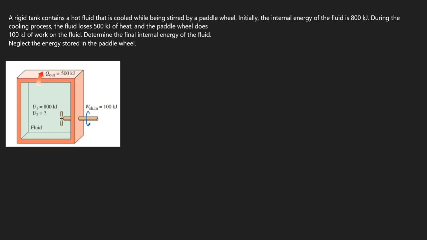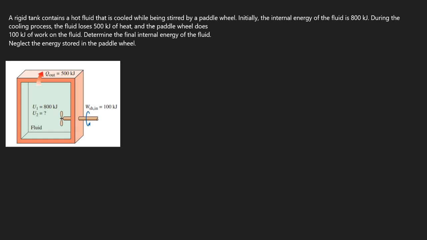So we've been told to neglect the energy stored in the paddle wheel, so I'm not going to consider that energy in this case. Now let's focus on the actual question. You have a rigid tank which contains a hot fluid, and this hot fluid is being stirred. We're told that initially the internal energy of the fluid was 800 kilojoules, and during the cooling process, the fluid lost 500 kilojoules of heat, and the paddle does a work of 100 kilojoules on the fluid. We should determine the final internal energy of the fluid.